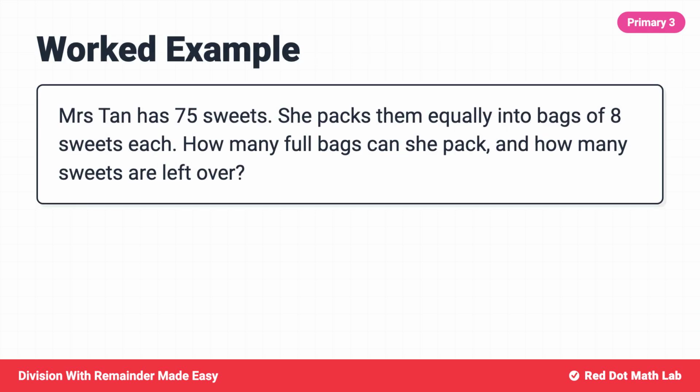Now, let's look at our worked example. Mrs. Tan has 75 sweets. She packs them equally into bags of 8 sweets each. The question asks, how many full bags can she pack and how many sweets are left over? So we need to find two things, the number of full bags and the number of leftover sweets.